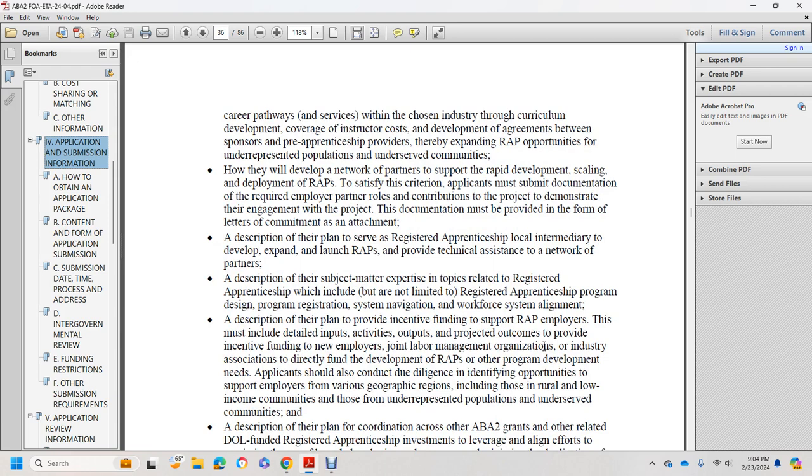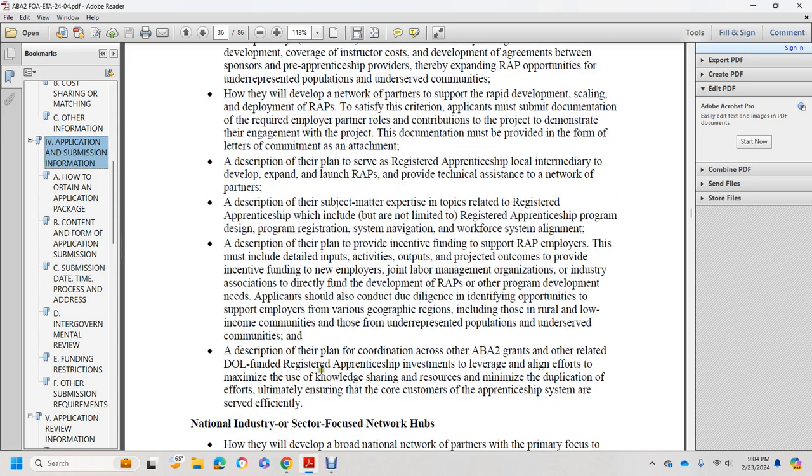A description of their plan to provide incentive funding to support registered apprenticeship program employers. This must include detailed input activities and attributes of the project outputs and outcomes to provide incentive funding to new employers, joint labor management organizations, and industry associations directly tied to developing registered apprenticeship programs and meeting program development needs. Applicants should also conduct due diligence to identify opportunities for supporting employers in various geographic regions, including rural and low-income communities and underrepresented, underserved populations.